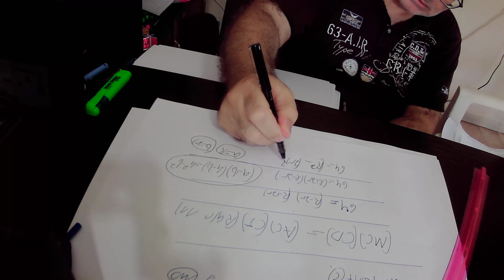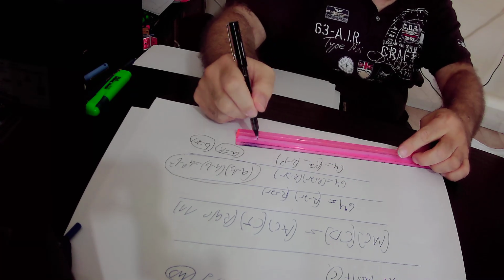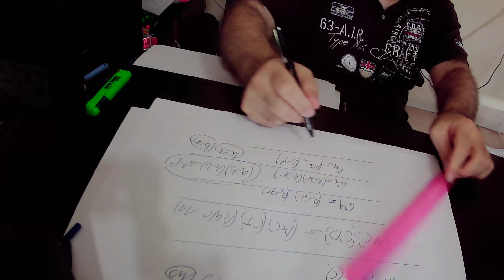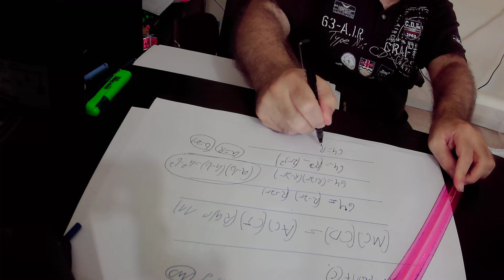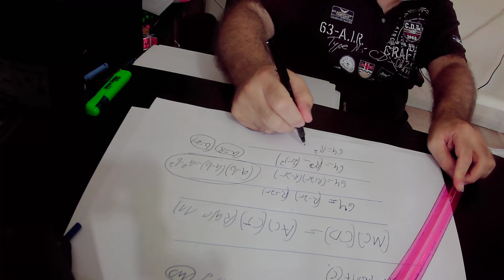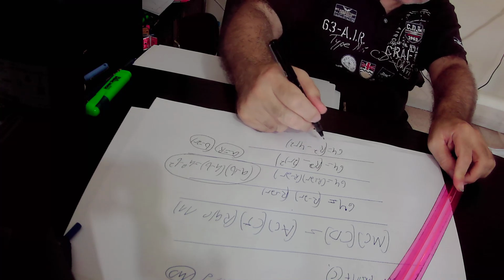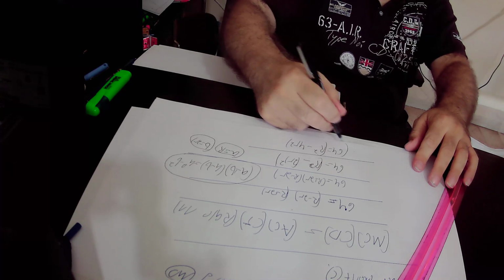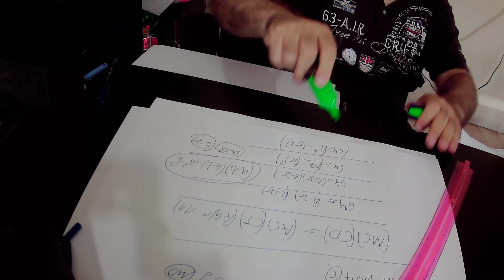So in conclusion, we found out that 64 equals capital R squared minus 2R squared. Minus 2R squared is minus 4R squared. So in conclusion, we found out that 64 equals capital R squared minus 4R squared.